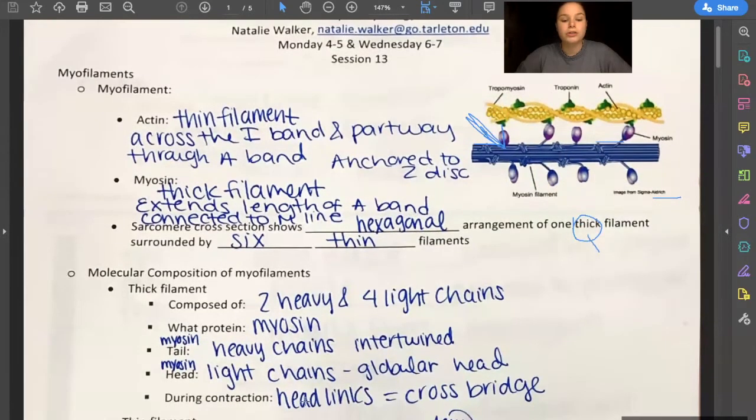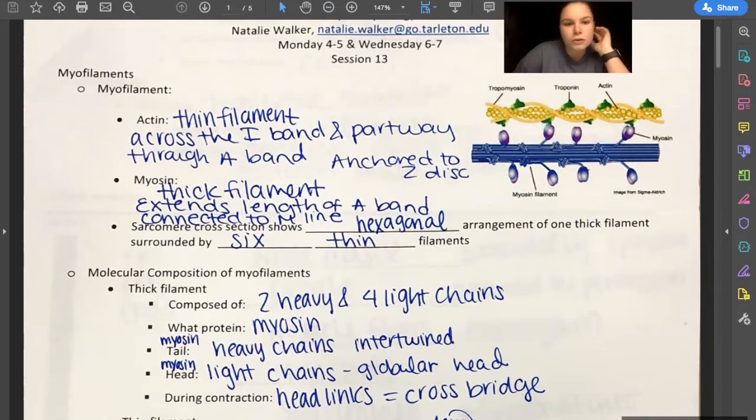Okay, so then during contraction, the heads link and form that cross bridge, right? So this head will come up and link up on here, right, and form a cross bridge. If this is actin and this is the myosin globular head, it'll come up here and form a cross bridge so that it can pull, okay? I'll show you that later, so don't worry about it, but I need to get rid of all this drawing.